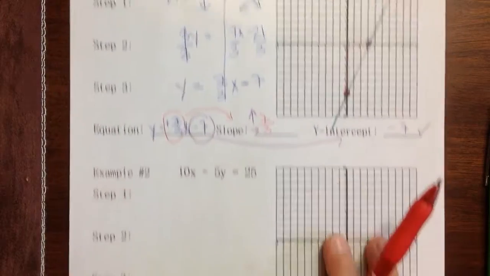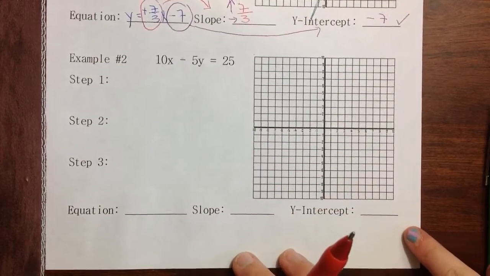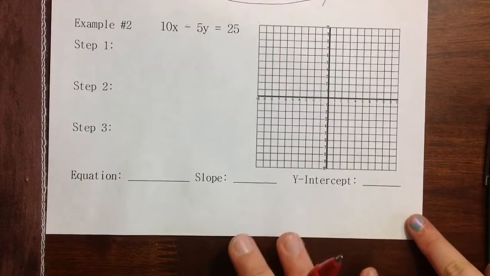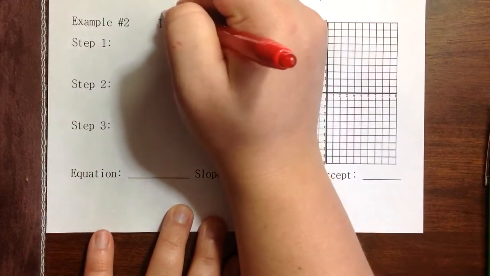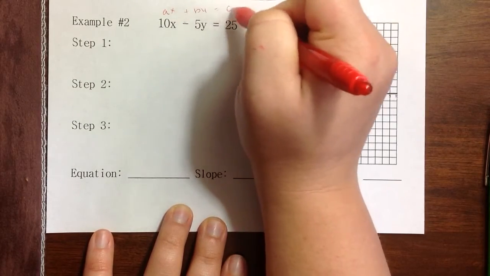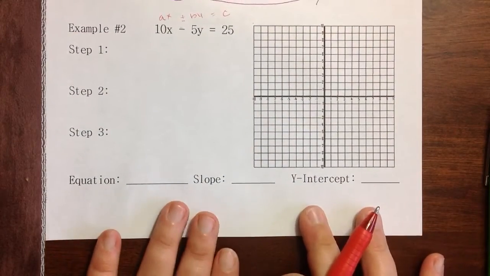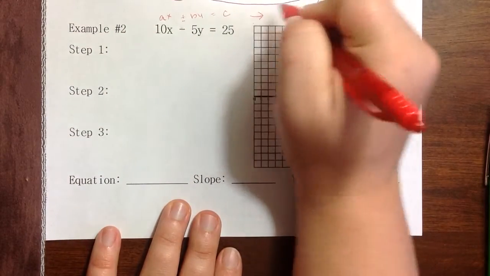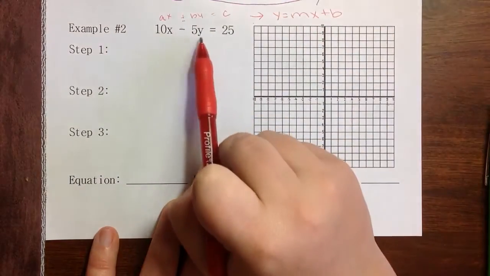All right, so let's do one more equation. I'll give you a second to write that real quick. Alrighty. So again, this is in standard form. AX plus BY equals C. When I say plus, it can be a plus or a minus, no big deal. But the problem is we need it to turn into Y equals MX plus B. So we need Y by itself.